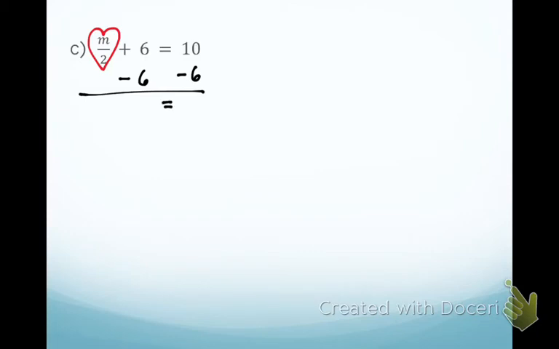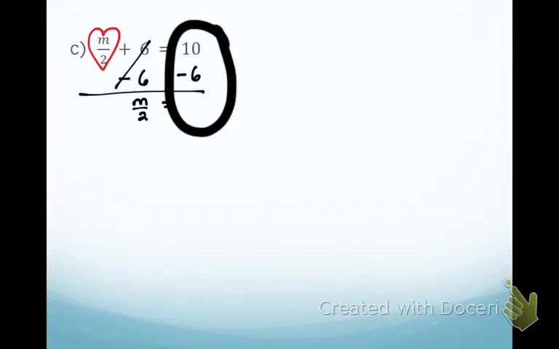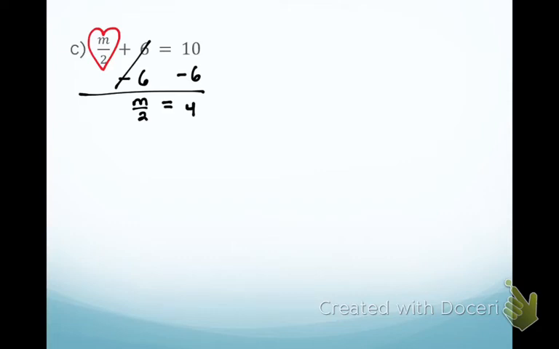Let's drop down our equal sign. MJ, what happens to this plus 6 and minus 6? They cancel out. What are you left with over here on the left side? M divided by 2. Autumn, what is this answer on the right? 4. 4 is correct. Are we finished?